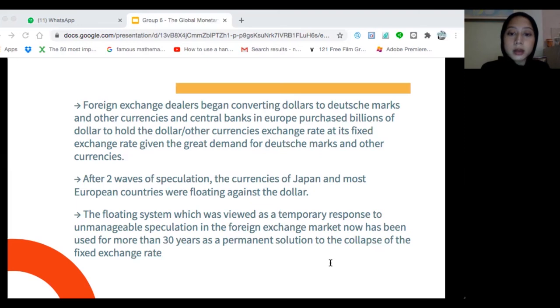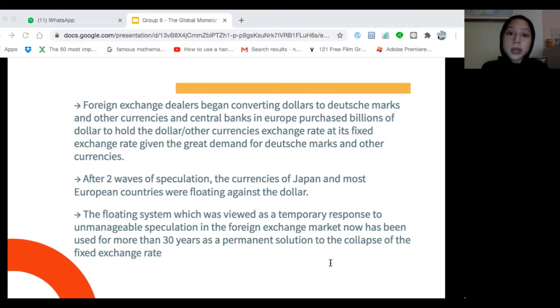The U.S. balance of payments position continued to deteriorate throughout 1973, while the nation's money supply continued to expand at an inflationary rate. This caused another massive speculation, making foreign exchange dealers begin converting dollars to Deutschmarks and other currencies, and central banks in Europe purchased billions of dollars to prevent their currencies from appreciating against the dollar.